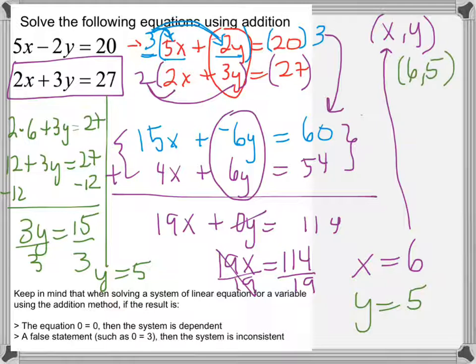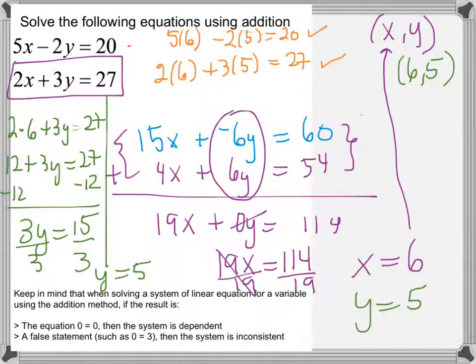Now I'm going to pause the video and check this, and you should as well. So 6, 5 should work for both the top equation and the bottom equation. Okay, so here up in the orange, I put the 6 in for x and the 5 in for y. I substituted those values in for x and y, and I found that 30 minus 10 was 20, so that's okay. And then 12 plus 15 is 27. So both equations have 6, 5 as a solution.